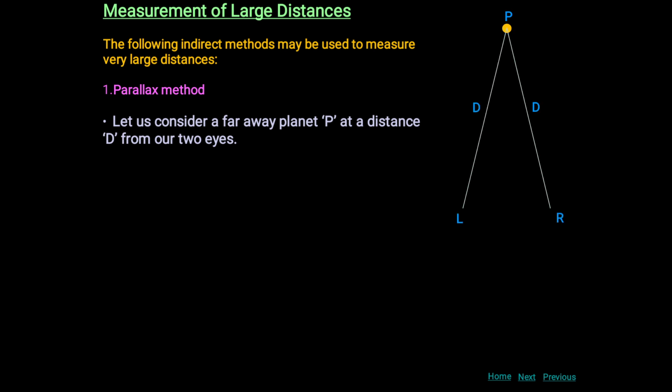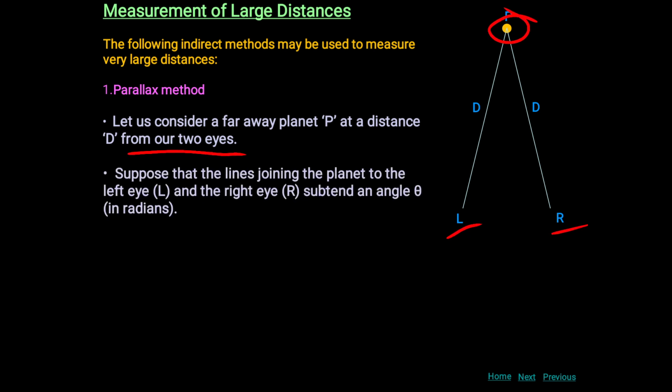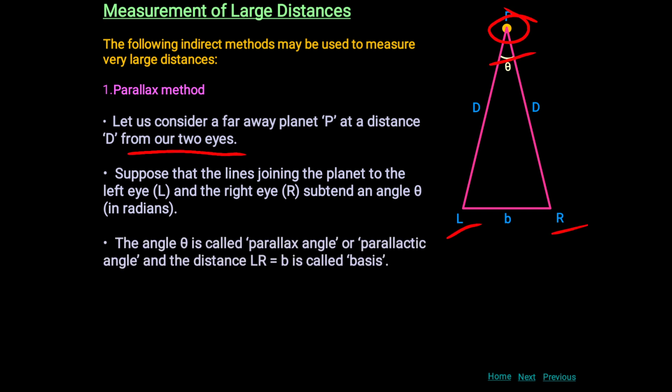Consider a faraway planet P at a distance d from our two eyes. Here I take the point P, and these are the left and right eyes. Suppose the line joining the planet to the left eye is L, and to the right eye is R. The subtended angle theta, in radians, is called the parallax angle, and the distance LR is b, which is called the basis.